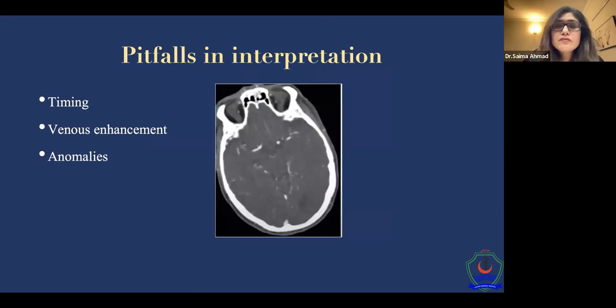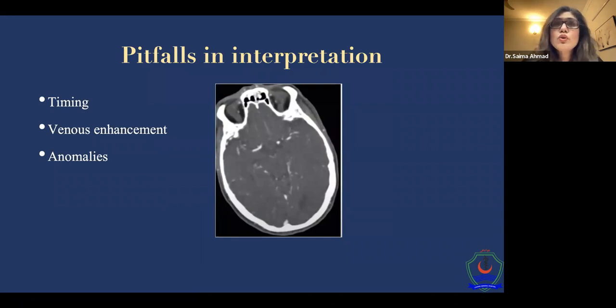Of course, there are pitfalls in the interpretation. So the pitfalls are about the timing. The timing is very important, because you see the venous enhancement, and you may confuse it with the arterial one, because the veins are parallel to the arteries, but they enhance late.